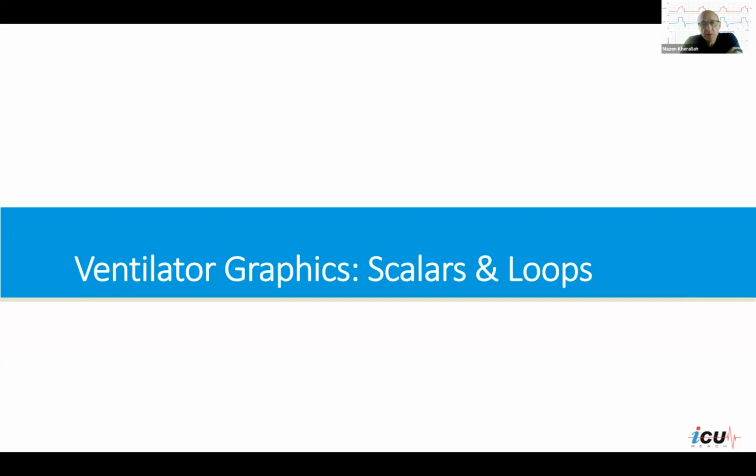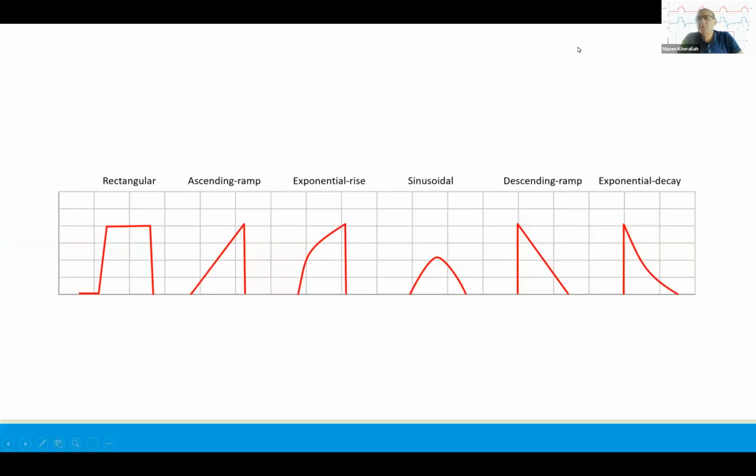Today we'll talk in detail about scalars and loops, and we'll try to make some interpretation of some of the abnormalities that we encounter on those graphics that we see on the ventilator. I would like to start by showing you the different shapes that you may encounter in those scalars.